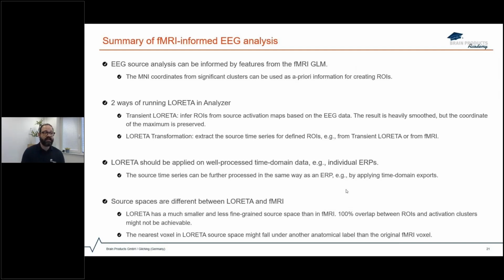And just to highlight it again, the source spaces are different between LORETA and fMRI. So the one in LORETA is much smaller and less fine-grained. So 100% overlap between the regions of interest and activation clusters might simply not be achievable. And also the nearest voxel in LORETA might actually fall under another anatomical label. And what we actually didn't do here is check the anatomical label for the voxels in the fMRI. Of course, you can do this and also compare this and then see also if this happens or not.